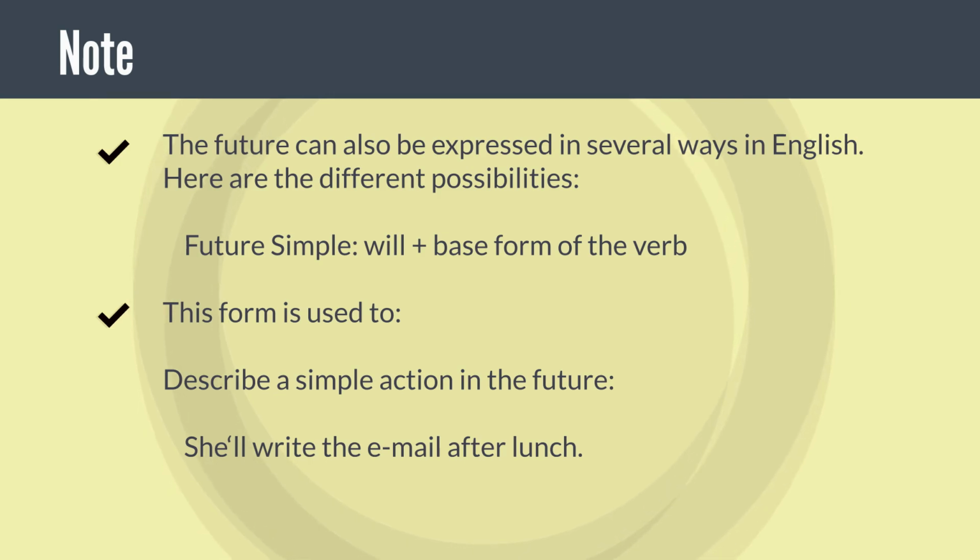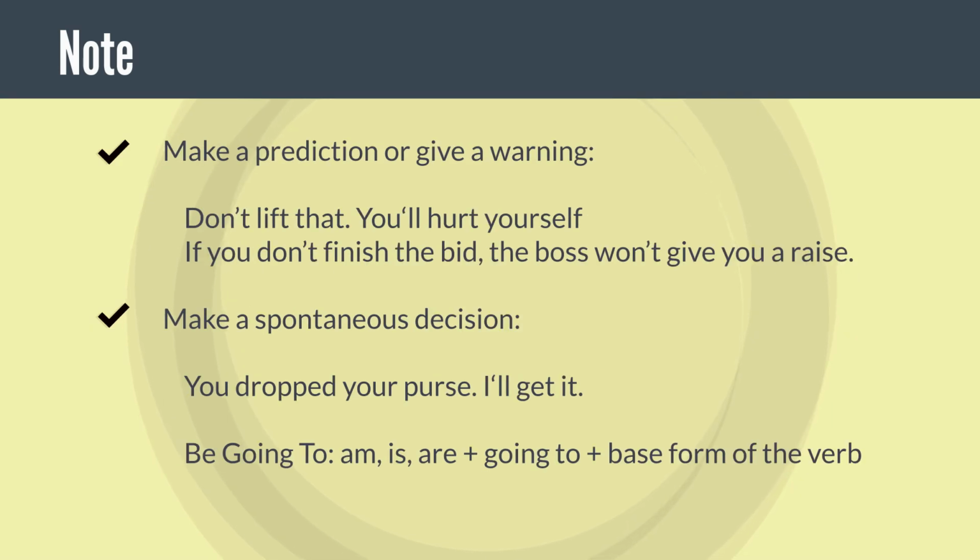Future simple, will plus base form of the verb. This form is used to describe a simple action in the future. She'll write the email after lunch. Make a prediction or give a warning. Don't lift that. You'll hurt yourself. If you don't finish the bid, the boss won't give you a raise. Make a spontaneous decision. You dropped your purse. I'll get it.